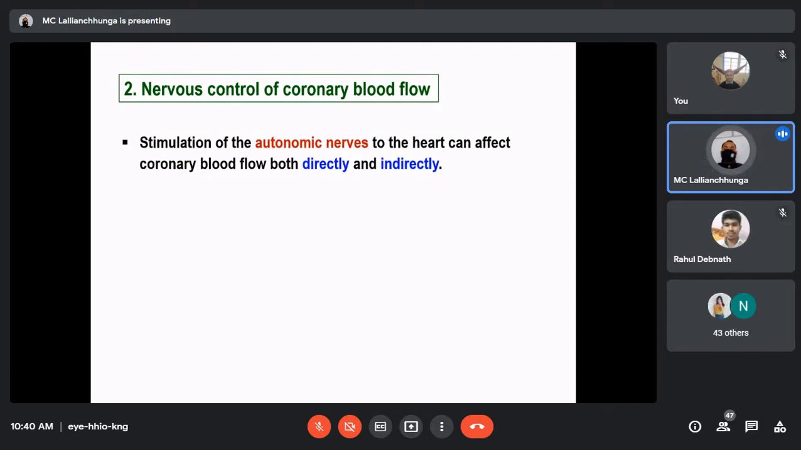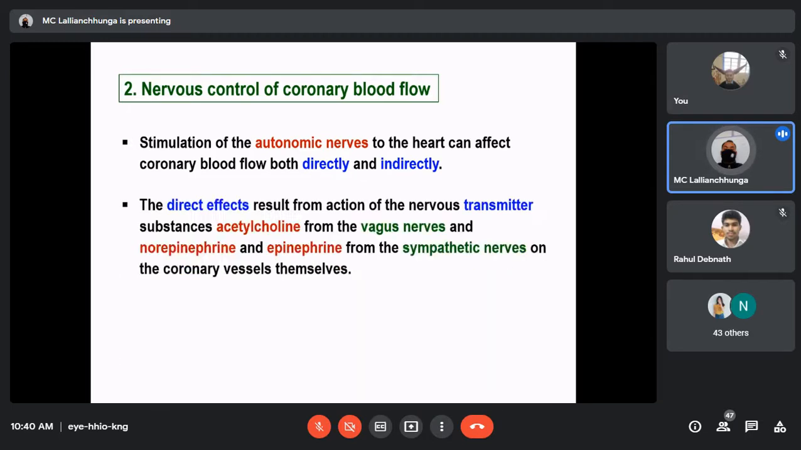Stimulation of the autonomic nerves to the heart can affect coronary blood flow both directly and indirectly. When you stimulate the autonomic nerves, which are the sympathetic and parasympathetic nervous system, it can affect coronary blood flow directly and indirectly. The direct effects result from action of the neurotransmitter substances acetylcholine, which is released from the parasympathetic nervous system or vagus nerve, and norepinephrine and epinephrine from the sympathetic nerves on the coronary blood vessels.